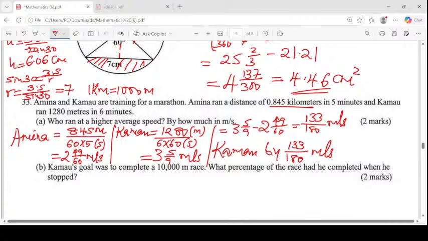Have I done it the right way? When you take 845 divided by 5 times 60, what do you get?